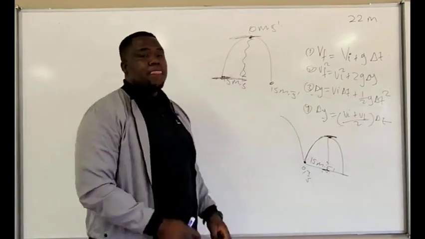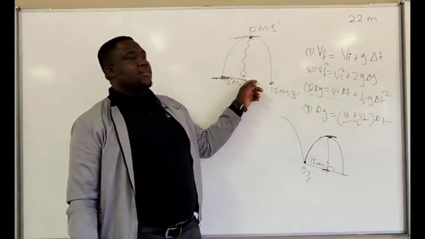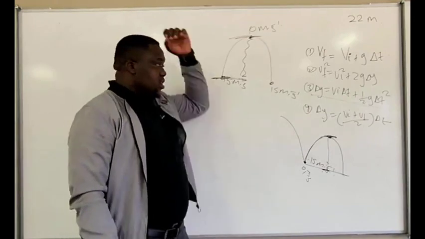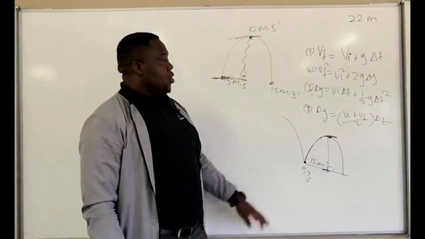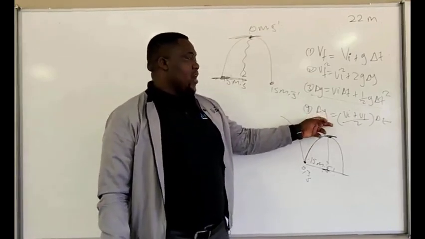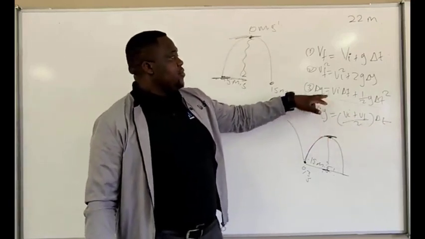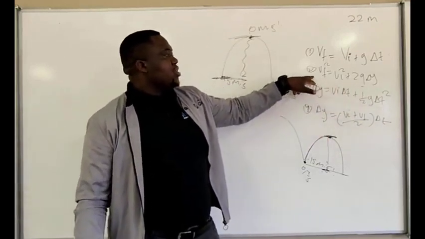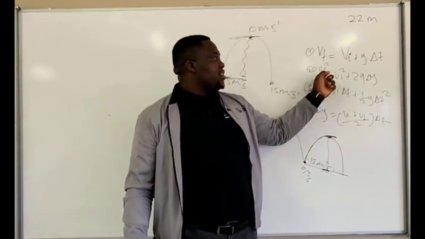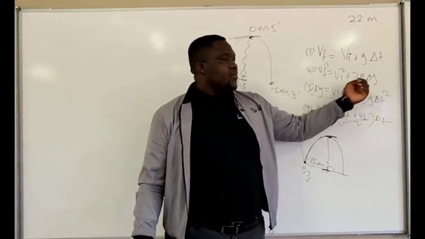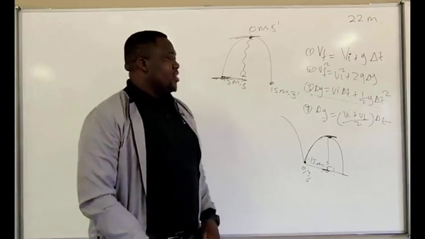We do not have the time which the ball took from the time it bounced, the first bounce, until it reaches its maximum height. So it means that we will have a problem because this one requires time. Can you see? This formula requires time. Then this one does not require time. This one is straightforward because we have initial velocity, final velocity, and we've got displacement. So we can choose this formula number 2 because it does not require time.